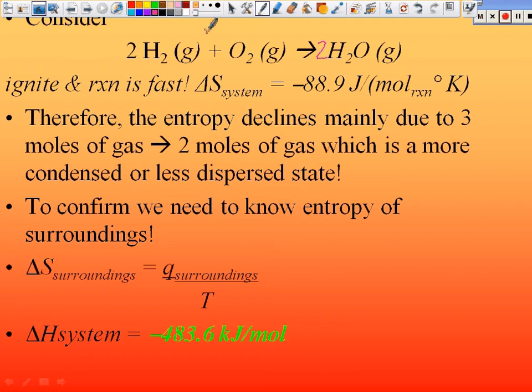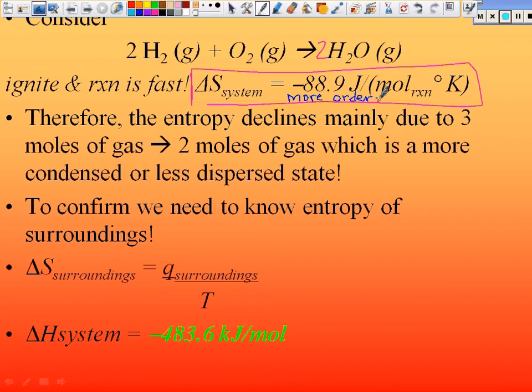Now, my next question. If they didn't even give you the reaction, but they gave you this part, could you know if it was becoming more disorder or less disorder? What is it? This is more order. Okay? So it's less disorder, more order. And either way, six of one, half a dozen of the other. So it's more order. Therefore, entropy declines mainly due to the ordering of the particles.